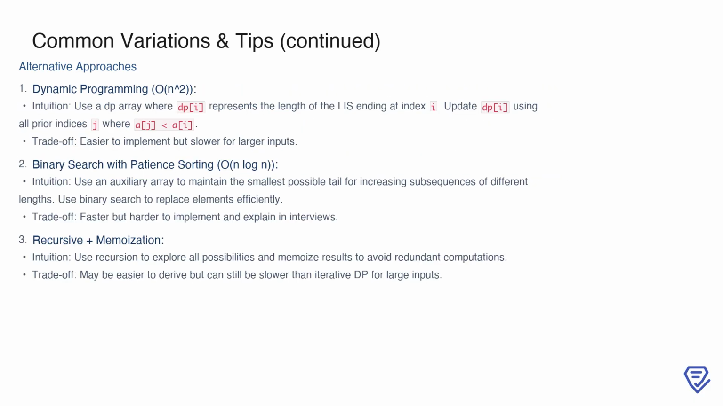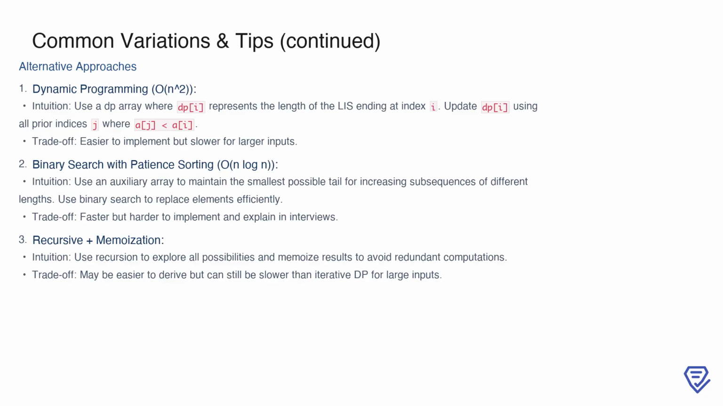There are several alternative approaches to solving this problem, each with its own trade-offs. The dynamic programming approach, which runs in O(n squared) time, relies on a DP array where DP[i] represents the length of the longest increasing subsequence ending at index i. For each index, you update DP[i] by checking all prior indices where the condition a_j < a_i is satisfied. This method is relatively straightforward to implement, but its quadratic time complexity can be slow for larger inputs.